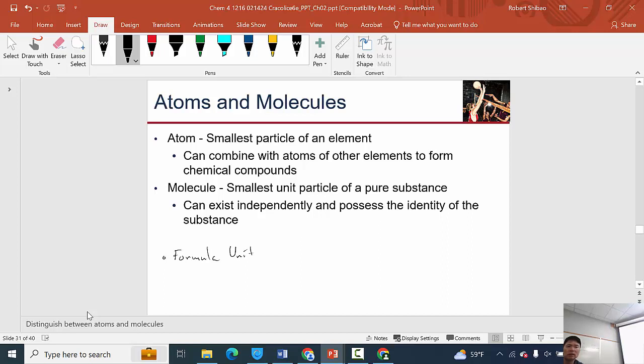Salt, yeah. And so this would be the smallest unit of whatever. So formula unit of water would be a water molecule. However, formula unit of salt would be 1 sodium and 1 chlorine. Smallest unit. And so formula unit is a generic term because not everything forms atoms and not everything forms molecules. Some things like salt, the smallest unit would be 1 sodium and 1 chlorine, but it doesn't form a discrete molecule.